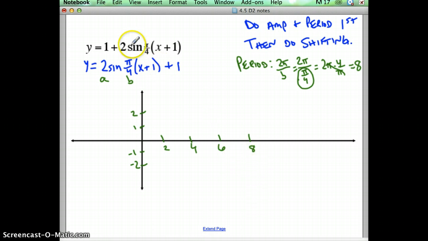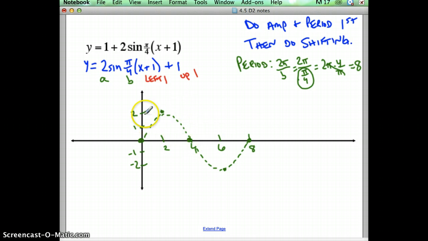Okay, now we're graphing sine with this period and amplitude. Sine has a beginning, a middle, and an end at 0. It goes up first, down second. Now this is not my final answer, so I'm going to make it dashed. This is only the period and the amplitude. Now we're going to do our shifting. So if we are adding 1 inside the function, that would be a shift to the left 1. And if we're adding 1 outside the function, that's a shift up 1.